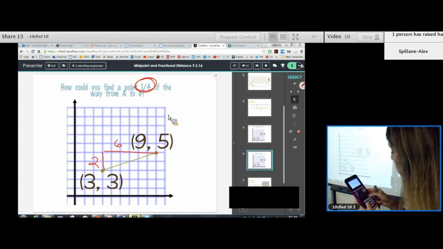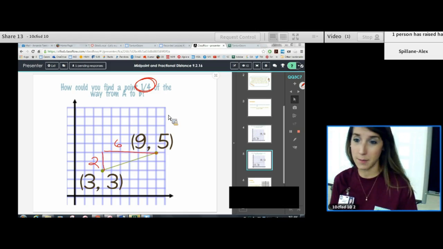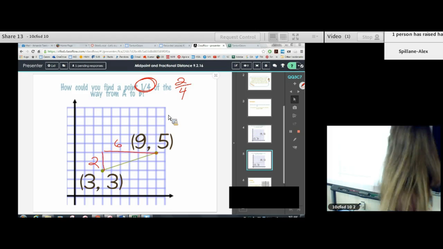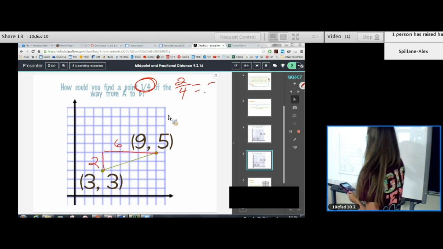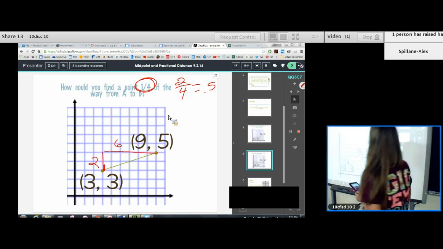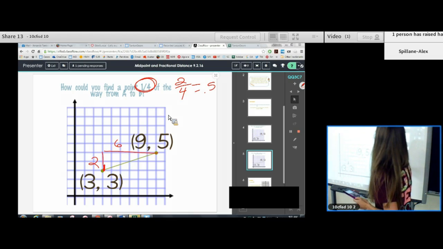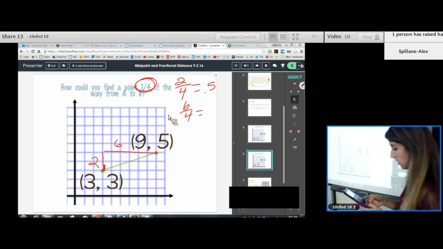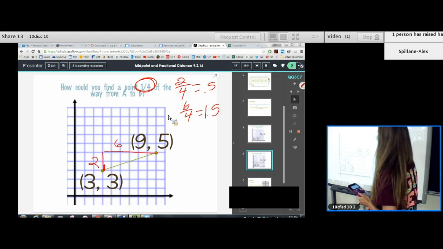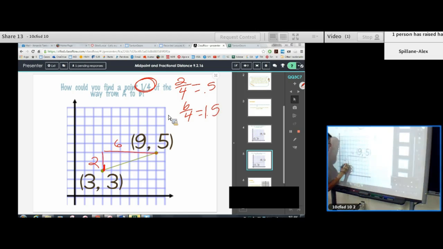So 2, I'm going to divide it by 4 instead of dividing by 2. So I'm going to take my rise and divide it by 4. And I get 0.5. That means I'm going to rise half. 0.5. My run is 6. I'm going to take my run and divide it by 4. That means I'm going to run 1.5. So rise half and run 1.5.